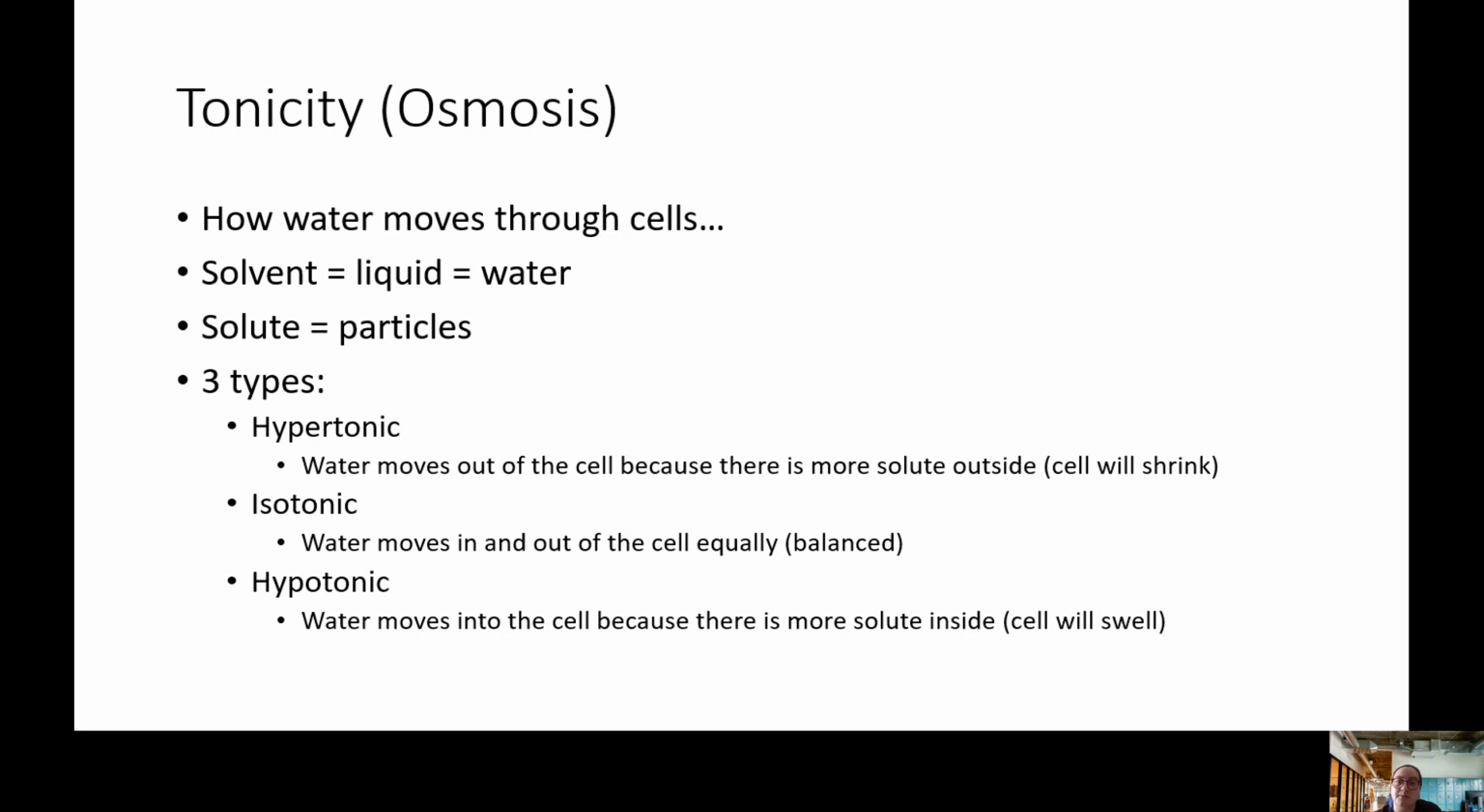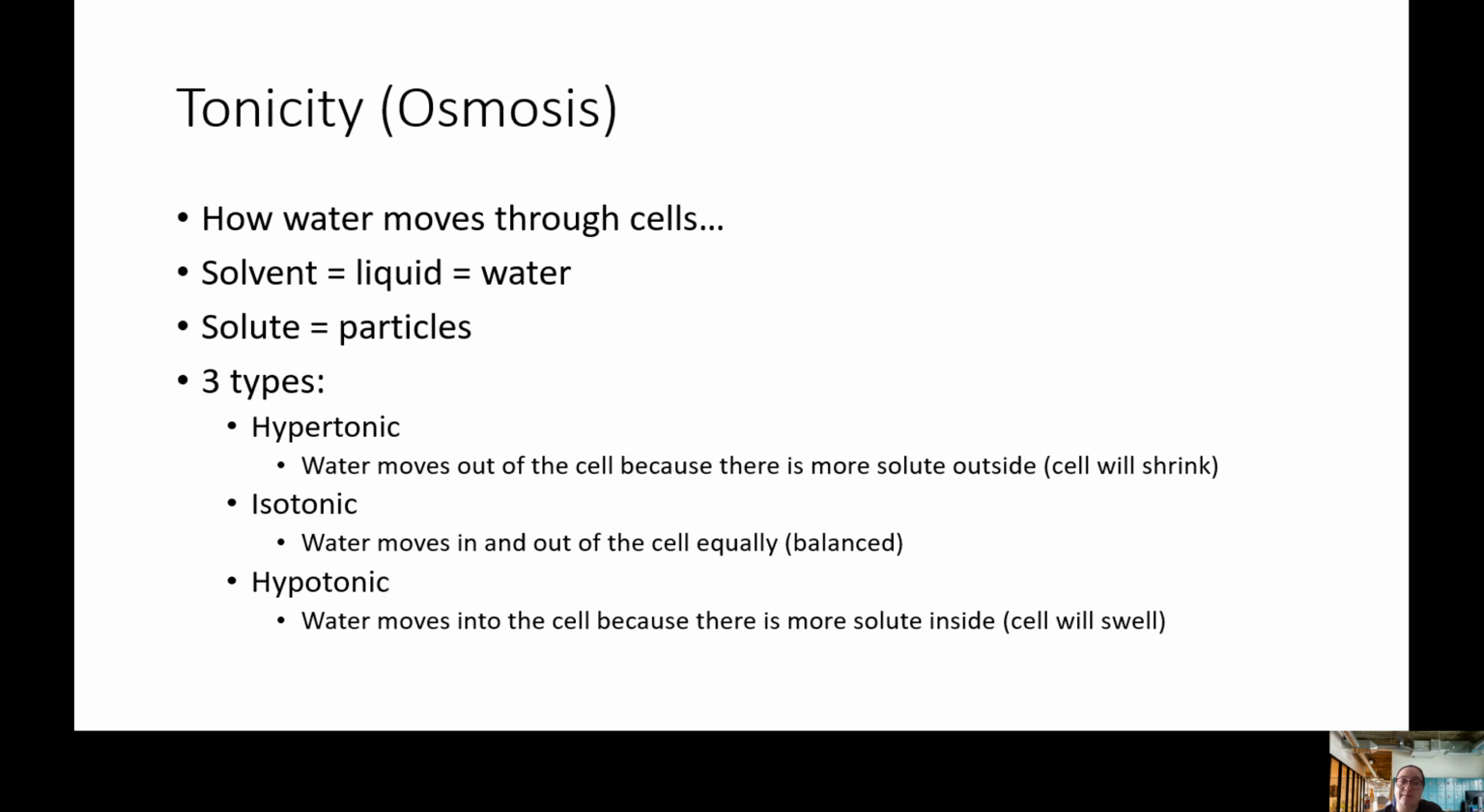Now, when we talk about osmosis, we talk about tonicity. It's basically the concentration of water, right? How the water moves through the cells. So there are two key words that you need to know. Solvent, which is the water. Usually it's a liquid or fluid, in most cases water. Solute are the particles you're dissolving in that water.